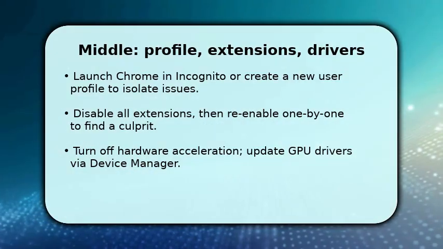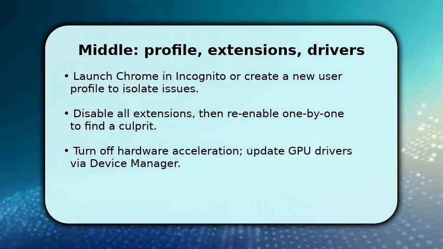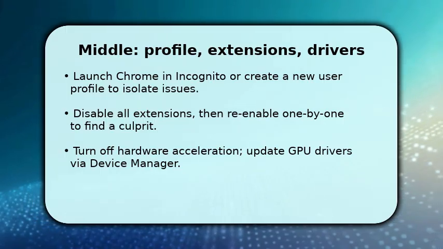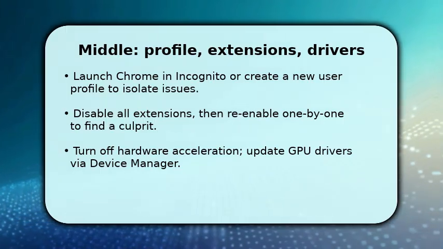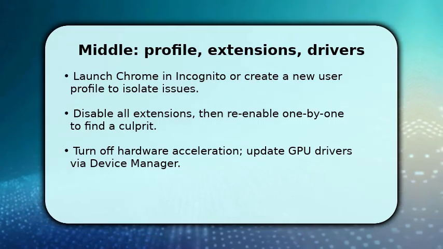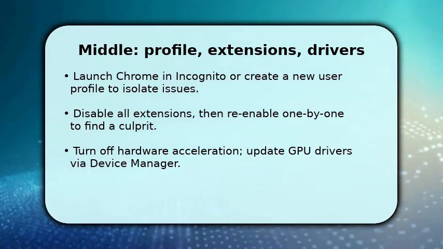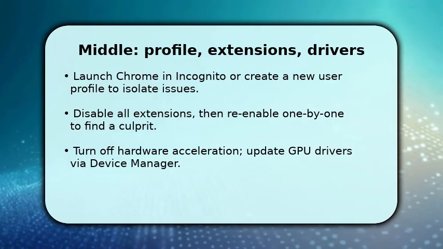You now isolate the crash source. Start Chrome in incognito or create a new profile to rule out corrupted user data. Once isolated, disable all extensions and re-enable them one at a time to spot the offender.